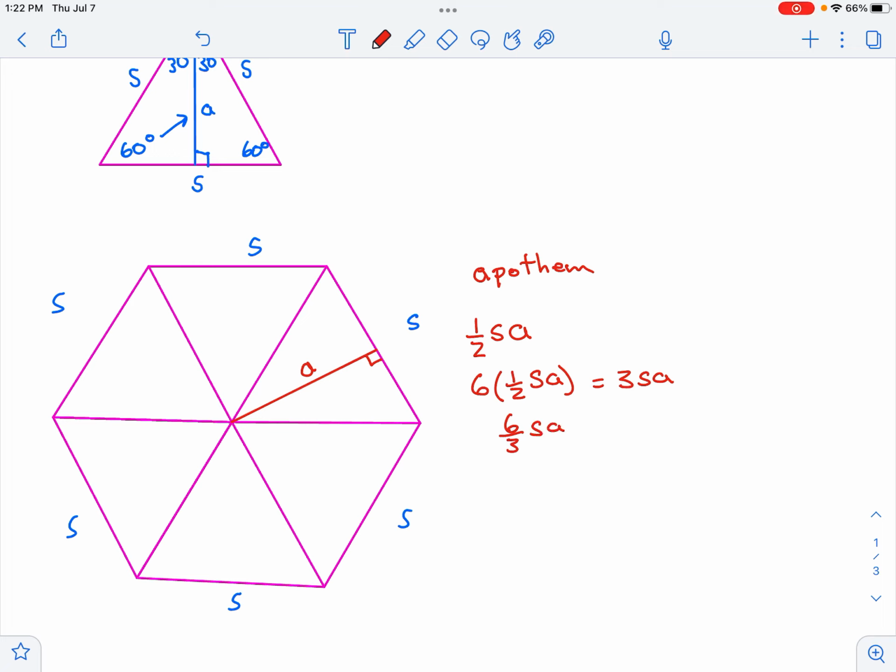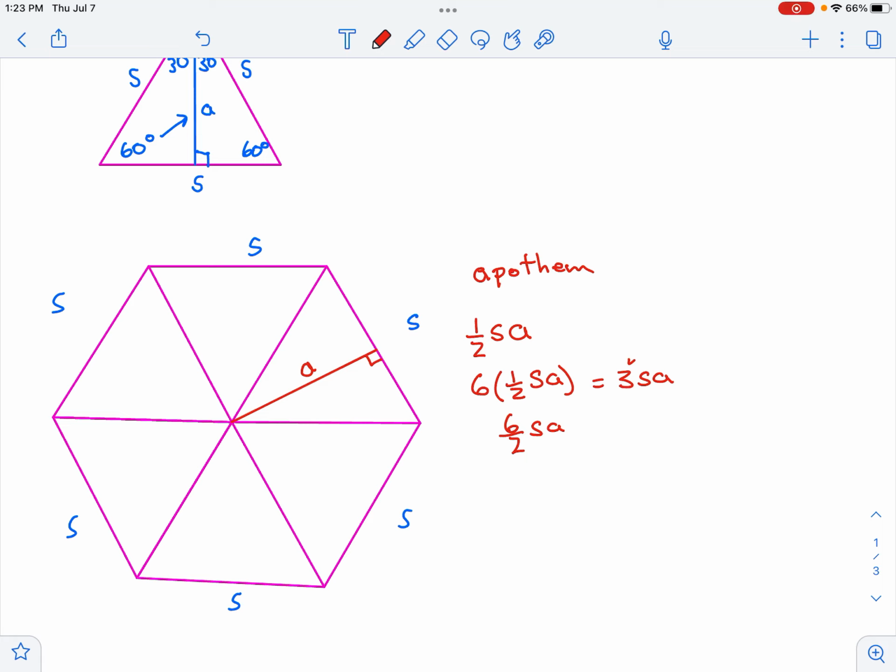Now that's going to give me the area that I'm looking for. And it's not 3, it's 2. Yeah, I was looking at that 3, I think. But that right there is the area of this regular polygon.